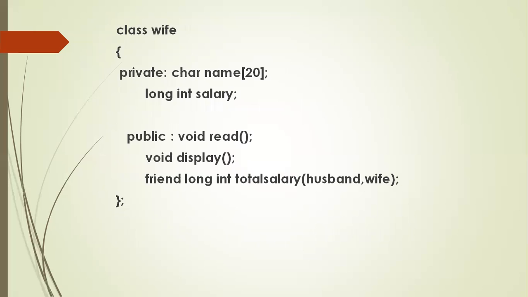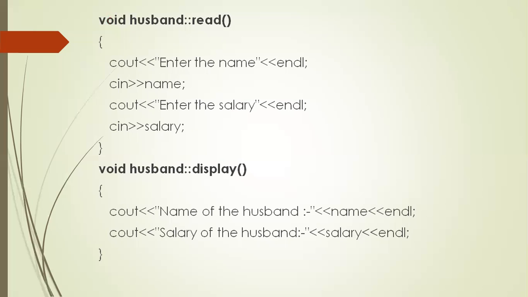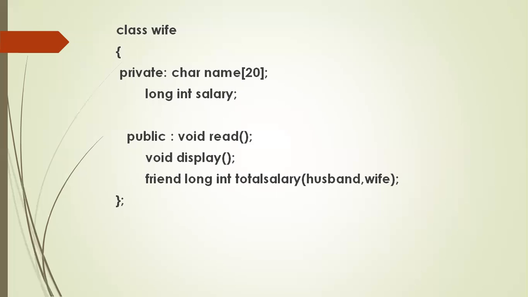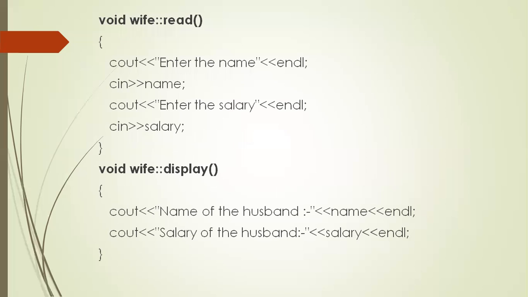The second class is class wife, similar to the husband class. For the husband class the details are name, salary, and the three functions are read, display, and total salary. Out of these three, the first two are member functions, and the last one is a friend function. Char name 20, long int salary. Again, public, void read, void display, friend, long int, total salary, husband, comma, wife. So now again, we first have to define the two member functions of the wife class. One is read, the other one is display.